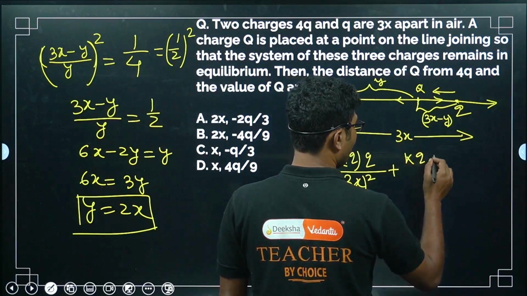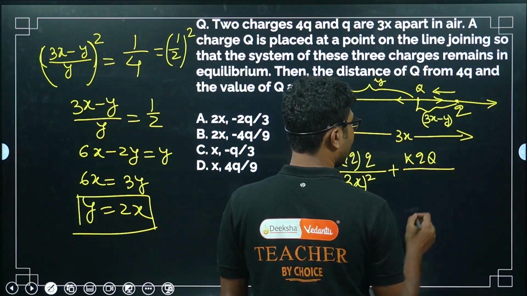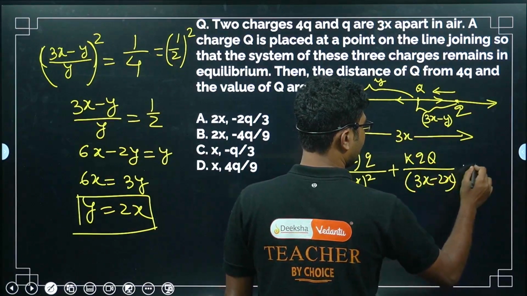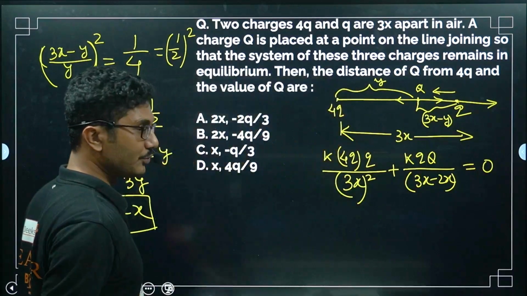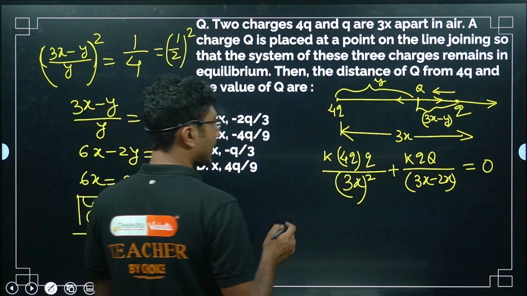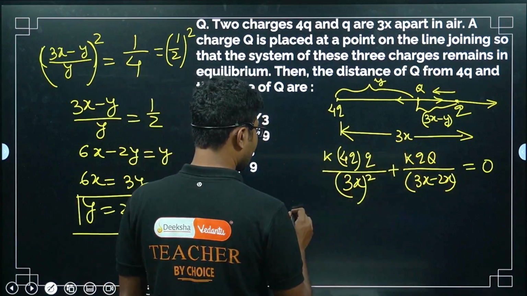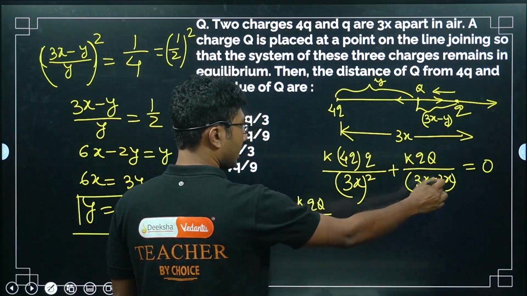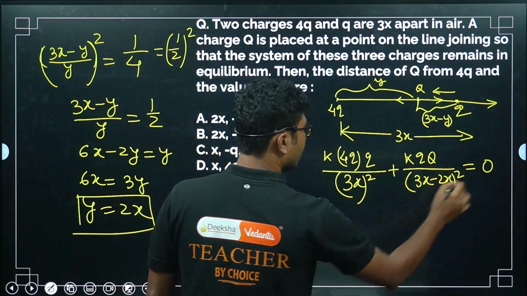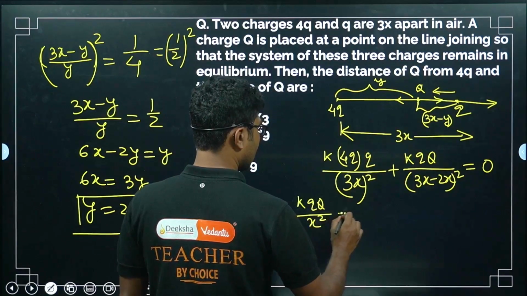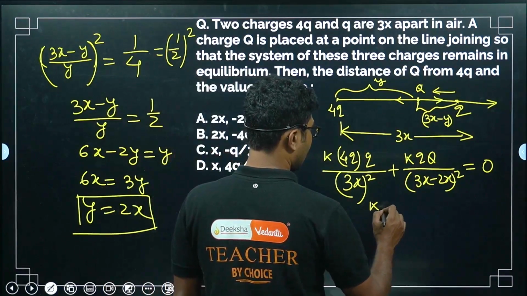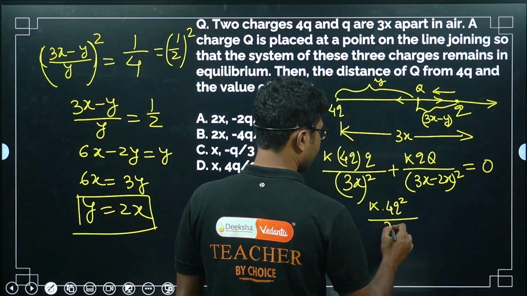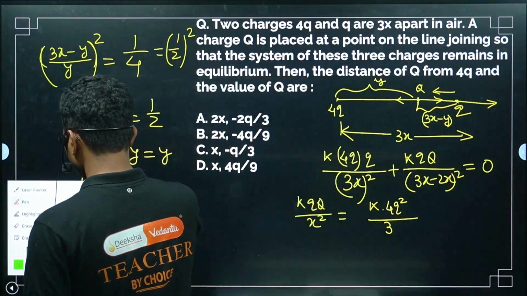K Q, capital Q divided by 3x minus 2x equals to 0. If you use this way, then both of them you will get a sign, right? So now let me write on the other side. So K small q capital Q divided by 3x minus 2x whole square, that is x square, equals to K 4q square divided by 3x whole square, that is 9x square, right?